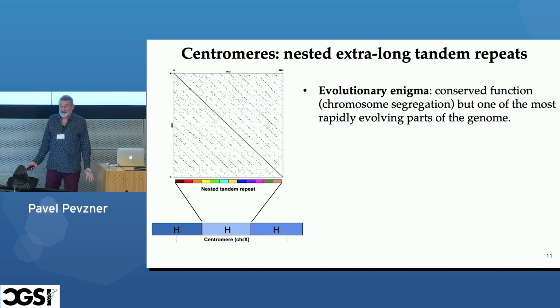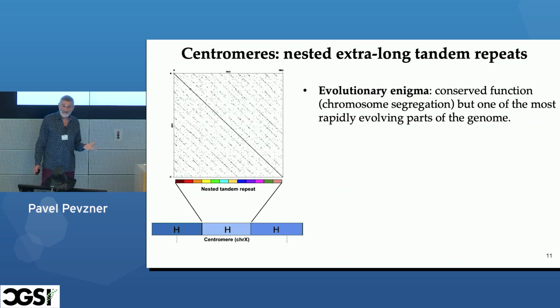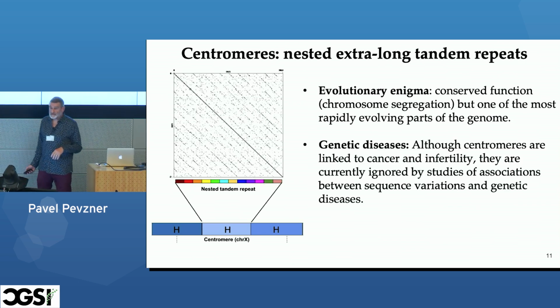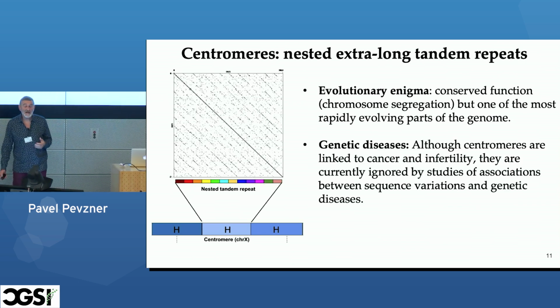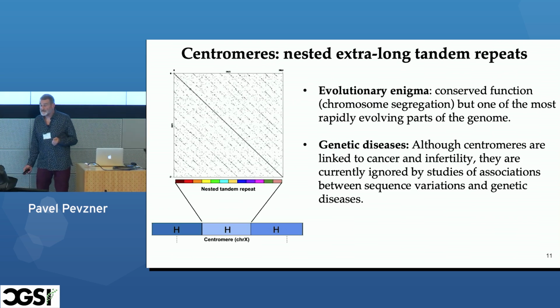It is an evolutionary enigma because centromeres have highly conserved function. Why are they so variable? And also, it is clear that centromeres are linked to a variety of diseases, in cancer and infertility in particular, but they're basically ignored in association studies because it's not clear how to align centromeres.